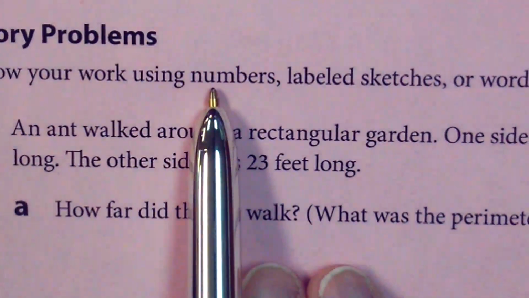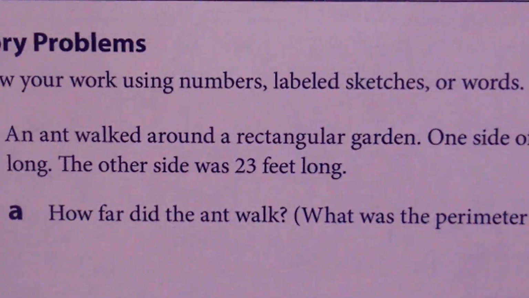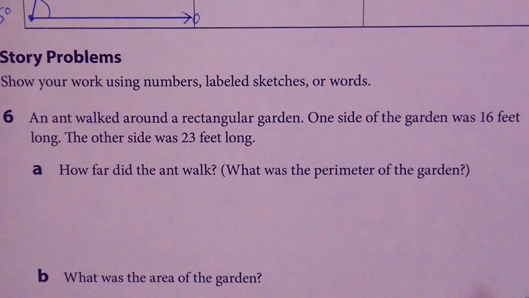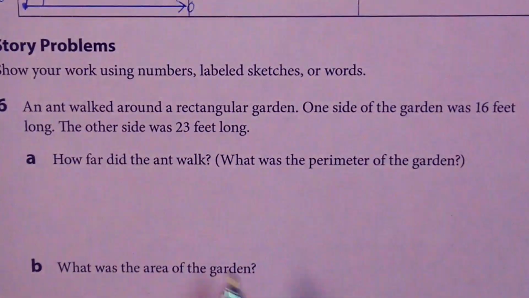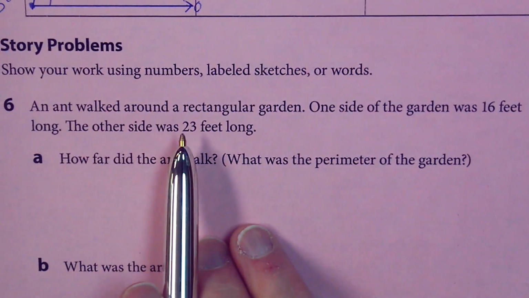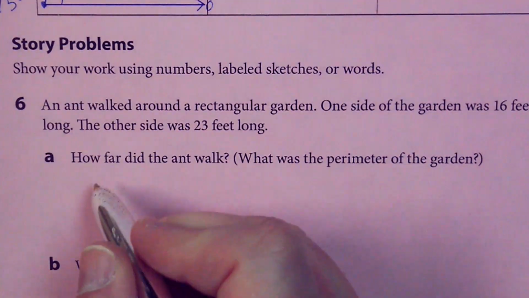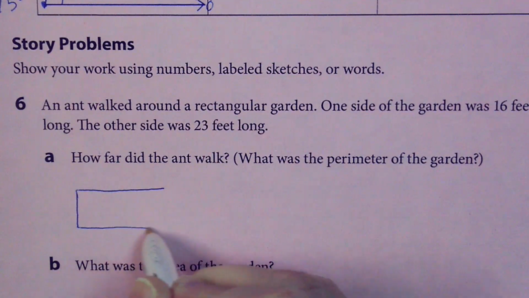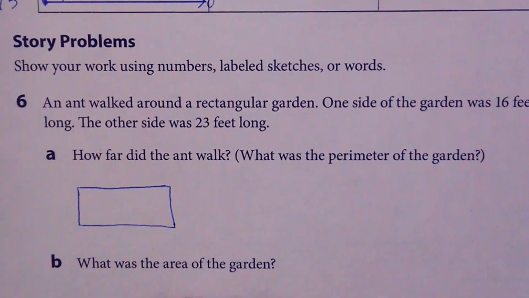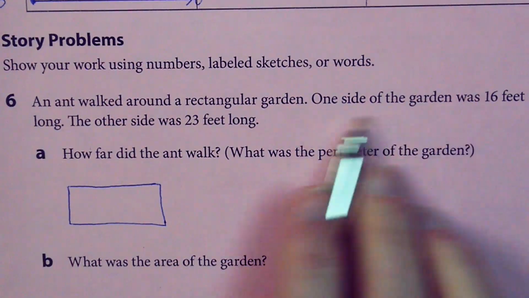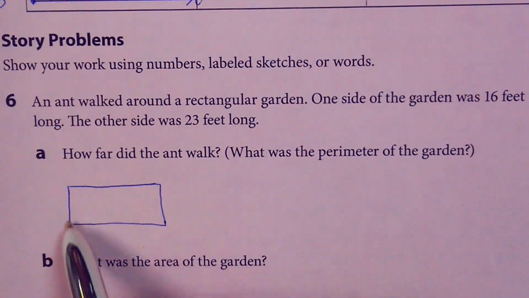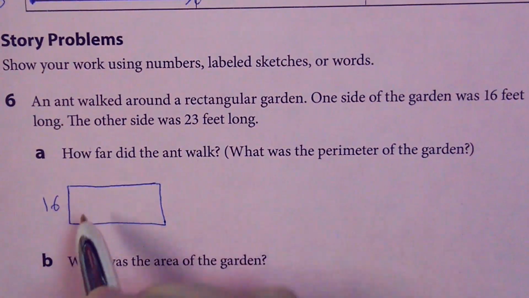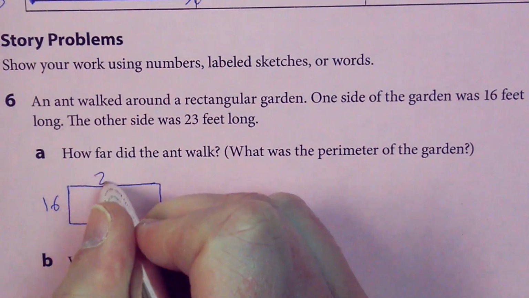Show your work using numbers, labels, sketches, or words. Of course we like to do it that way. An ant walked around a rectangular garden. One side of the garden was 16 feet long. The other side was 23 feet long. Well, I should probably draw this. Rectangular garden. So there's my rectangle. One side was 16, one was 23. This looks like my short side, so I'll make that a 16. The other is a 23.